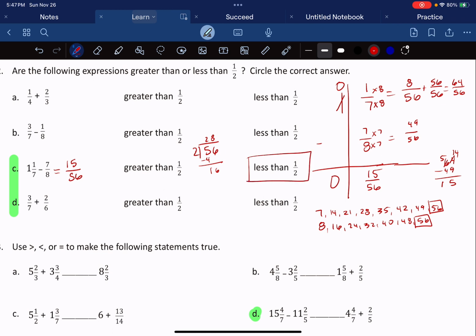Or you can do what you did in 4th grade and compare. Using the butterfly method with half, I can do 15 times 2 is 30. 56 times 1 is 56. This side, for my fraction, what I got is less than a half. My half is bigger, so I can go and say it's less than a half. Whichever way you want to do it, as long as you understand if it's greater than or less than a half. Again, pause if you need to, because I am going to go ahead and erase everything off to the side.